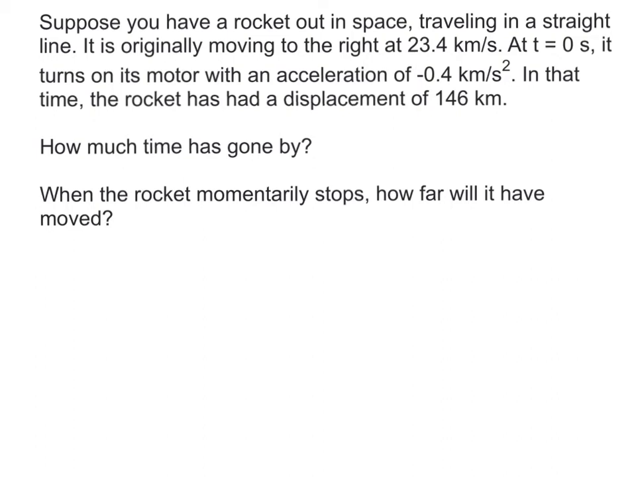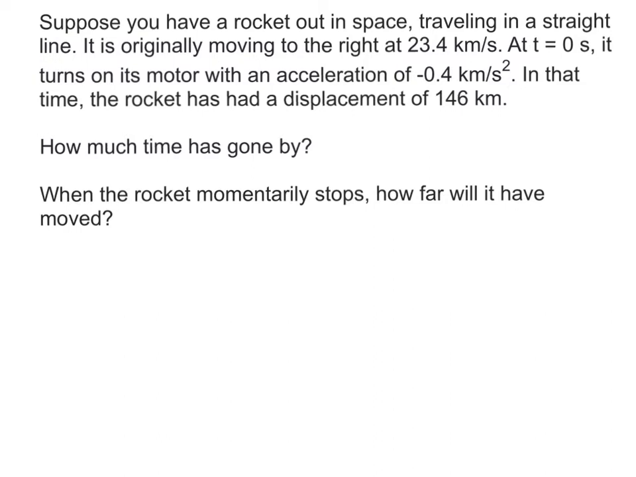For this scenario, we're looking at some sort of rocket turning on its engine, which is providing some sort of acceleration. Now, notice that I'm having the velocity here to the right as some positive value, while the acceleration is negative, which means that I'd expect the acceleration to be pointing leftward.